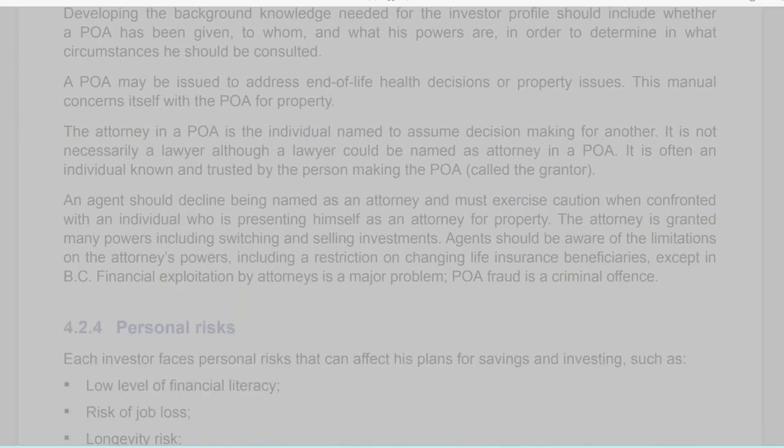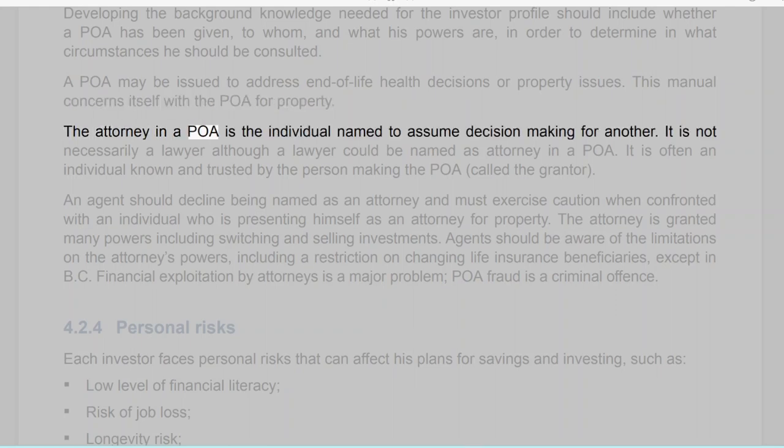Developing the background knowledge needed for the investor profile should include whether a POA has been given, to whom, and what his powers are, in order to determine in what circumstances he should be consulted. A POA may be issued to address end-of-life health decisions or property issues. This manual concerns itself with the POA for property.